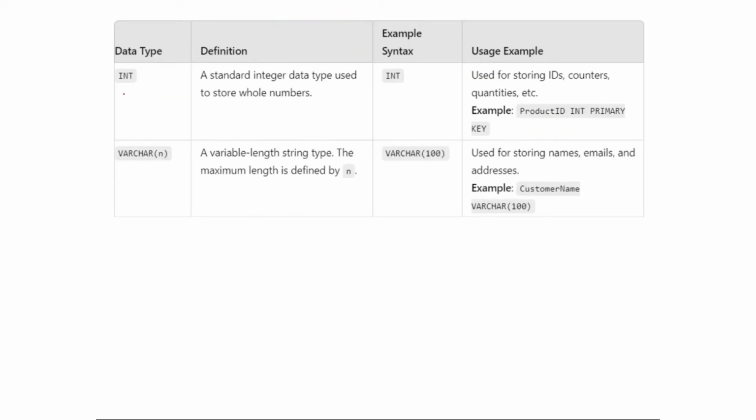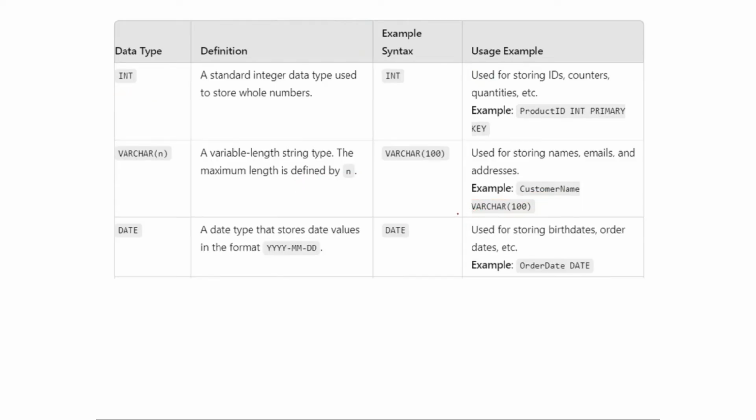So first we would be using integer, and the second one we would be using varchar. Varchar is a variable length string type. The maximum length is defined by n. So it's a string kind of data type, and here n defines the length of the string. Where is the application? If you're storing an address, a customer name, an employee name, or a student name, you would take a variable character.